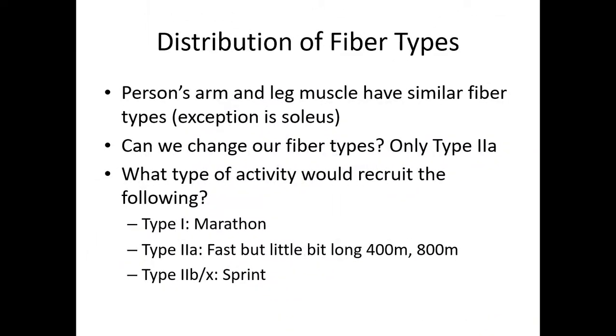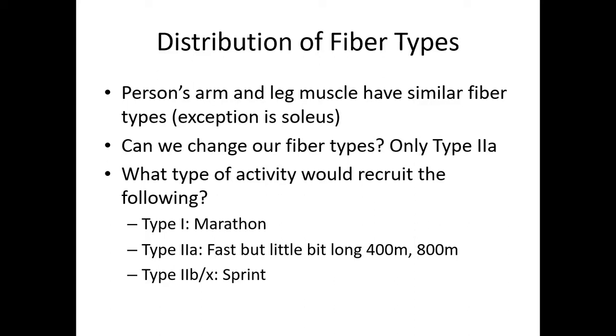A person's arm and leg muscles have a similar fiber type. The exception is the soleus. Do you think you can change your fiber type? Only type 2A fiber. And what type of activity would recruit the following: type 1, marathon; type 2A, fast but a little bit long, 400 meter, 800 meter; type 2X, sprint?